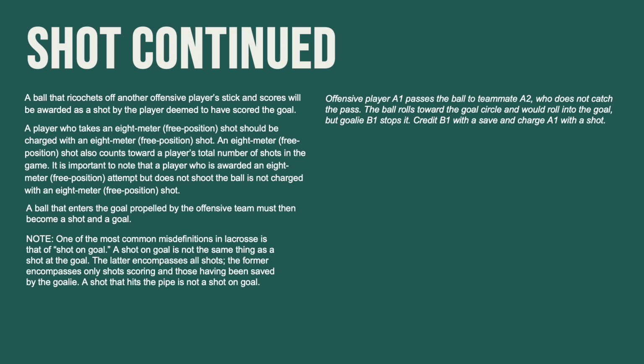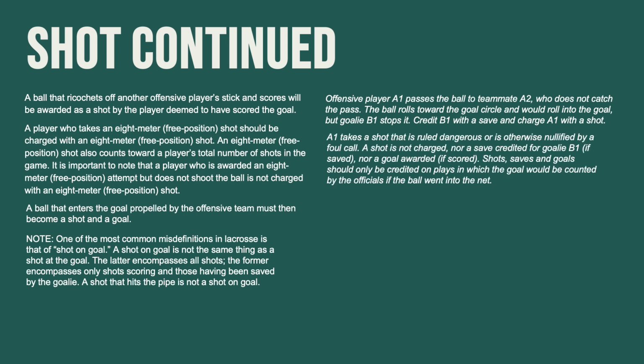Offensive player 1 passes the ball to teammate A2, who does not catch the pass. The ball rolls towards the goal circle and would roll in the goal, but goalie B1 stops it. Credit B1 with a save and charge A1 with a shot.